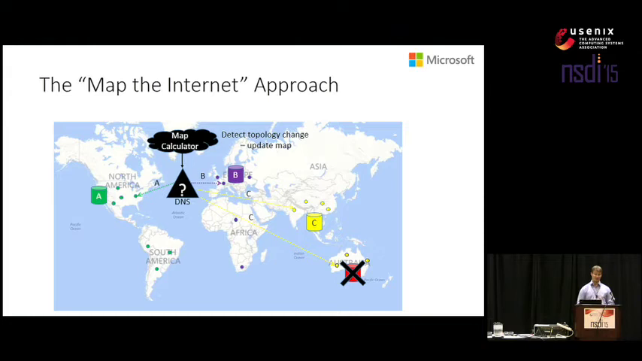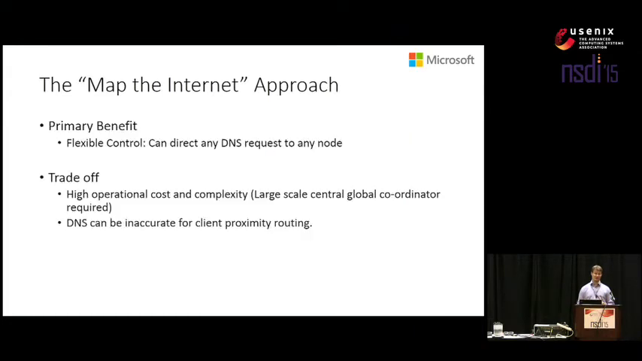So the primary benefit of this approach is that you have a significant amount of control. You can direct any DNS request to any node of your choosing. And it's a very fun problem to solve, like Conviva had the talk yesterday. It's a fun thing to figure out where should I actually send users to.